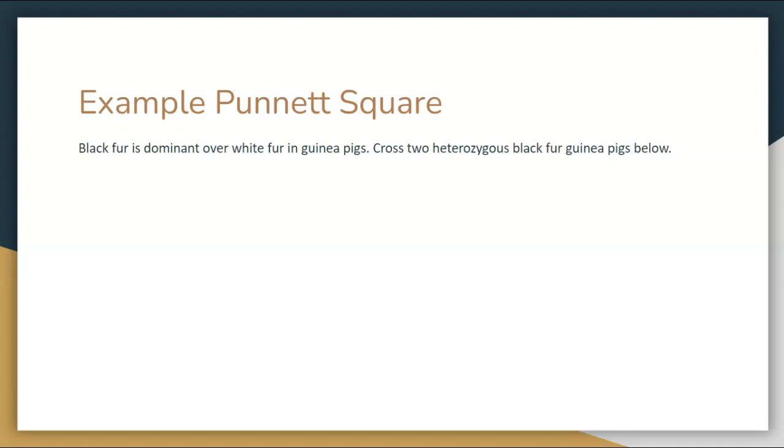Okay, so step 1 is figuring out our allele key. I was told that black fur is dominant, so I'm going to give black fur the capital B. I'm going to use B because black starts with B, and that's just easy for me to remember. You can use any letter, but I'm sticking with ones that make sense to me. And then white fur is recessive, so I'm going to give that the lowercase letter.